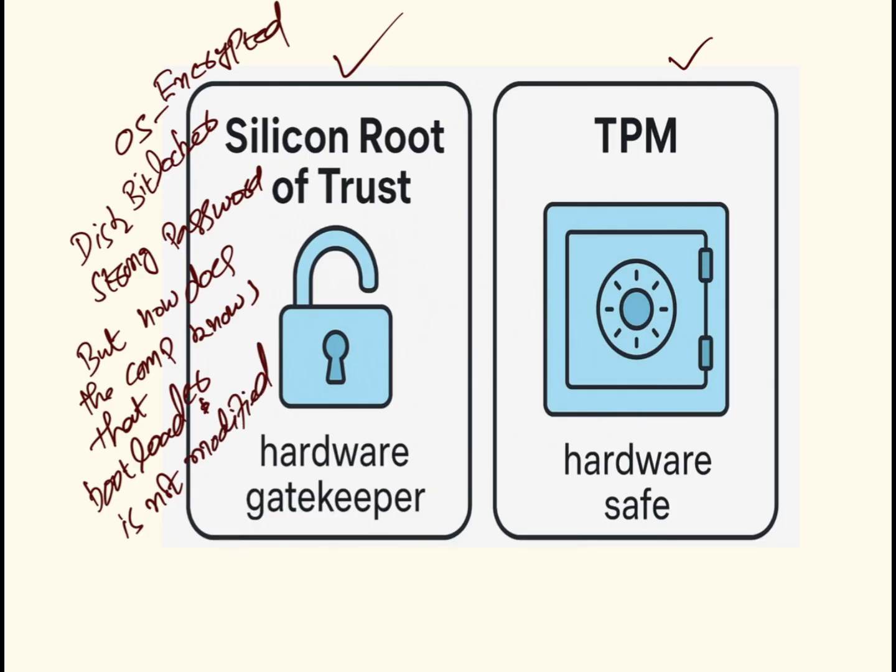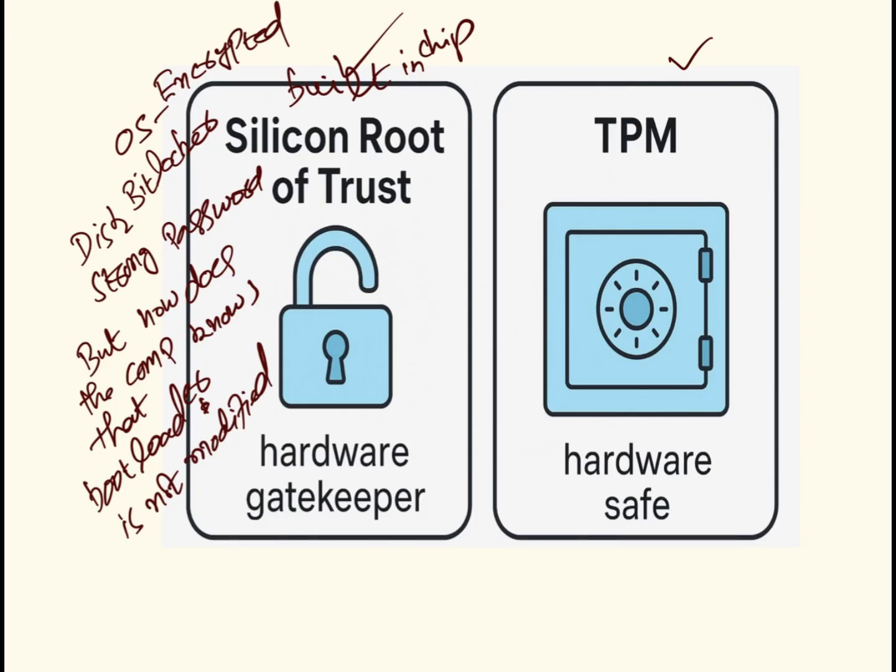Okay, and this is done by a silicon root of trust. Silicon root of trust is the very first unchangeable piece of code built in the chip that decides whether the system can be trusted. So that is a hardware gatekeeper, let's say. Very first, unchangeable, built into silicon, runs before everything else.